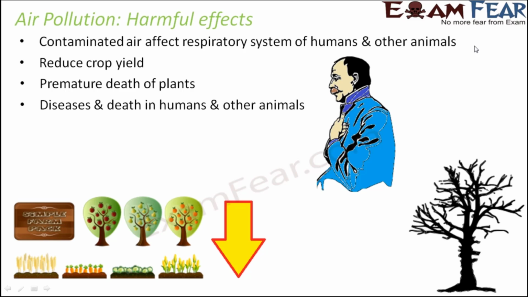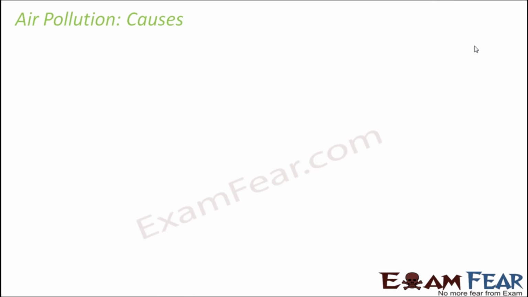Now, how harmful air pollution will be depends on the concentration of the pollutants, that is the concentration of the harmful substances, the duration of exposure, that is for how long you are getting exposed to polluted air, and also the type of organism. Different organisms will have different levels of immunity, right? So depending on all these three factors, it depends how much disease or death it can cause in various animals. Now these were the harmful effects, but what about the causes?